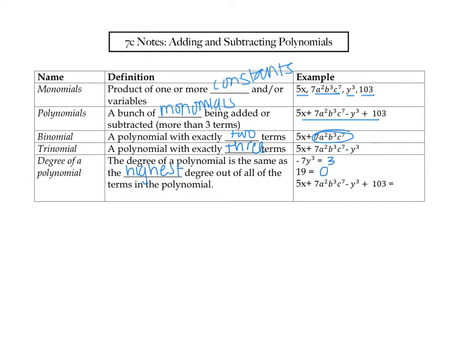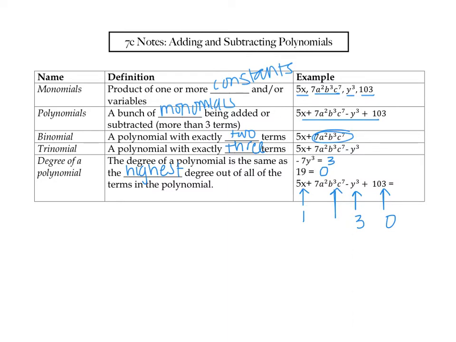Now let's look at this long example. This term right here, our 5x, has a degree of 1. I'm going to skip this big term because that's a little crazy. Our minus y cubed has a degree of 3, and then we said any plain number has a degree of 0.